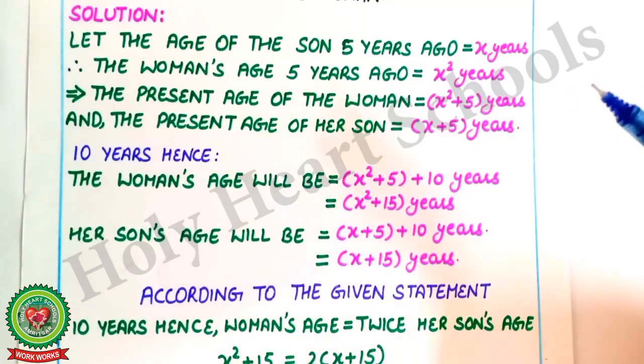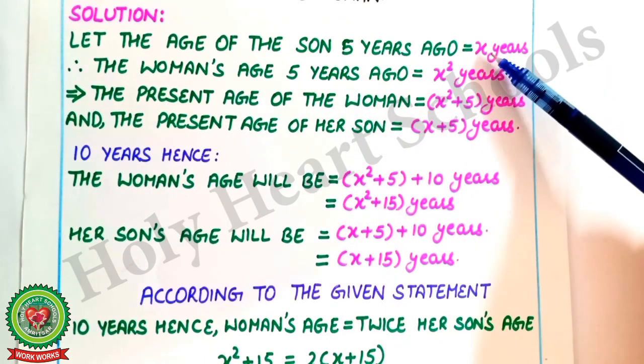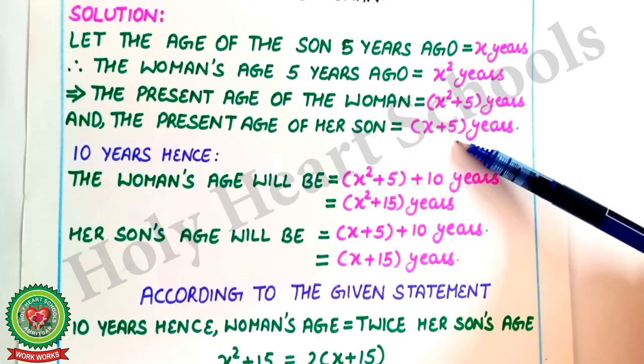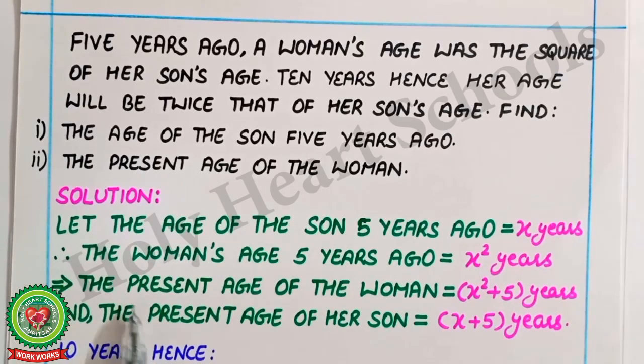For example, suppose your age is 20; after 5 years your age will be 25. After adding 5 to 20, you get 25. Similarly here, if the age is x, then after 5 years the age is x plus 5. The present age of the woman is x square plus 5 years according to the statement, and the present age of her son is x plus 5 years.